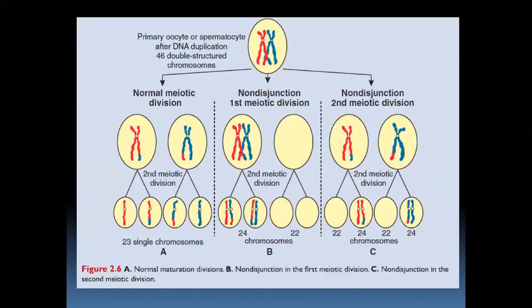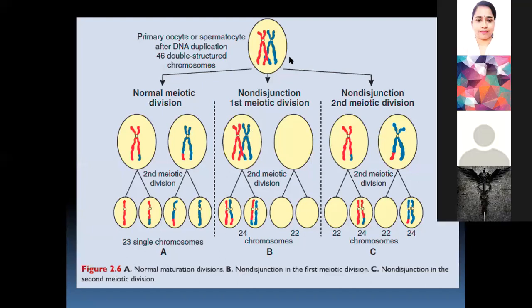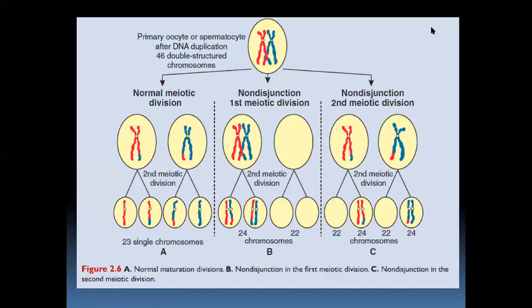Okay, let's go to the abnormalities. Sometimes they happen because of genetic recombination. See here what is happening. We get 46 chromosomes and genetic recombination is happening. Normal meiotic division happens like this: first meiotic division and second meiotic division. So we get 23 chromosomes in a single cell, right? This is a normal meiotic division. But sometimes there can be abnormal meiotic divisions. Abnormal meiotic divisions are called non-disjunctions, okay?